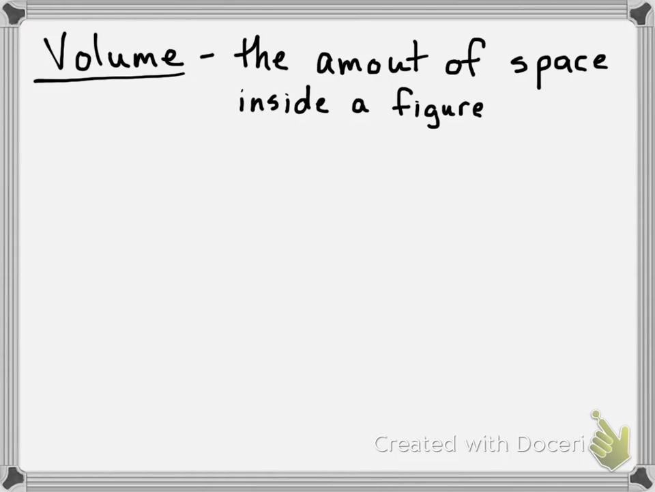Okay, so area is just two-dimensional because it's the space inside of a two-dimensional shape. And that means volume is going to be three-dimensional because it's the space inside of a three-dimensional shape. Okay, so let's look at one. We're going to look at prisms.